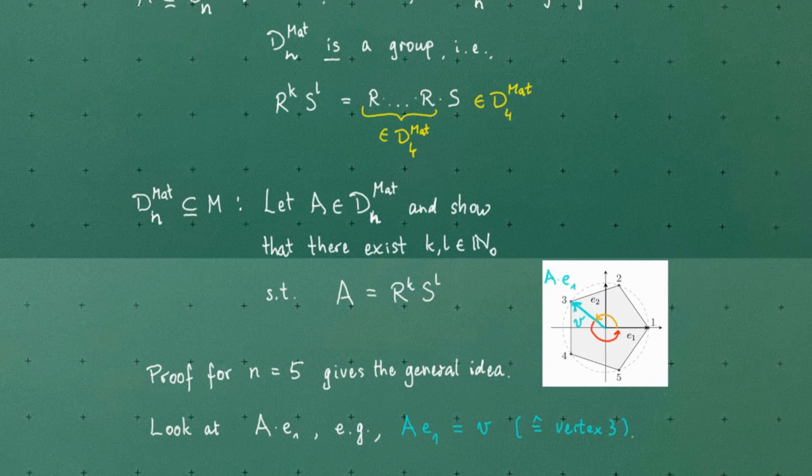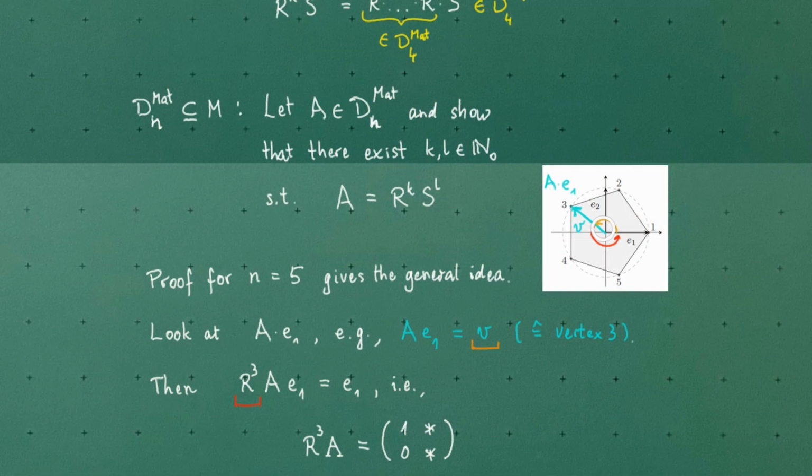So I make another assumption to make it more concrete. For example, E1 gets mapped to this vector v, which points to vertex number 3. Again, it is easy to generalize. This can be any other vector, but I think the idea becomes clearer if we take this example. So if A times E1 is this vector, I can rotate it until I end up with the vector I started with, E1. This is what is written down here.